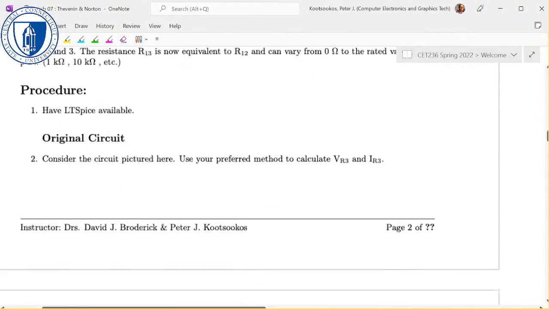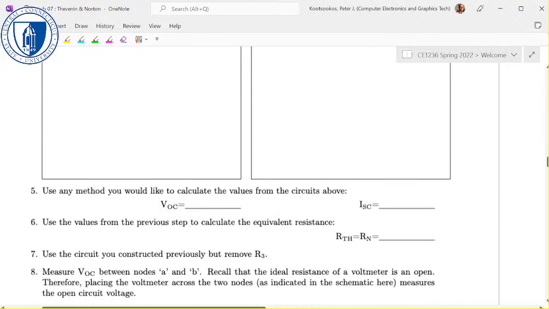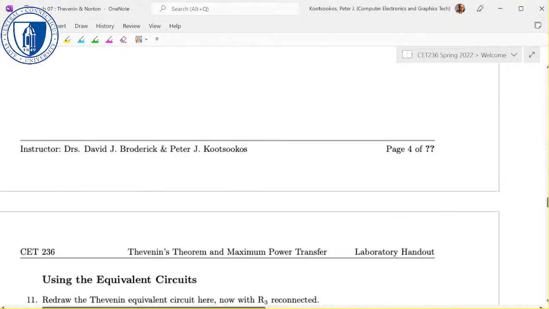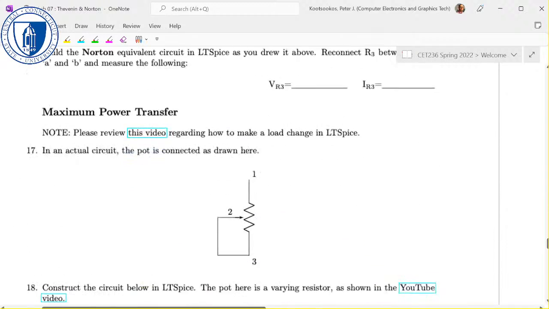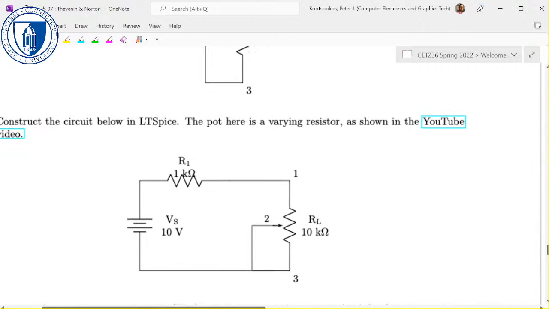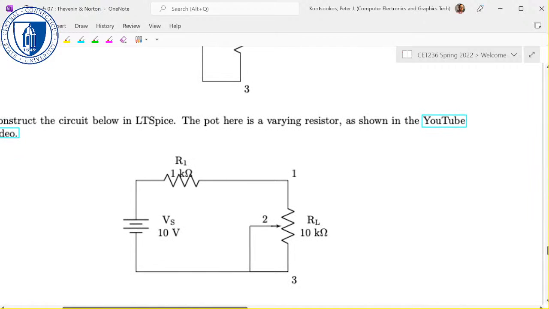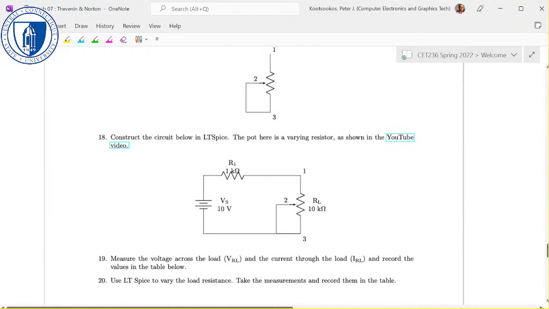Okay, and I think that's the way we want to use it, right? So effectively we connect pins 2 and 3 together, and that way we just have a resistor that changes from 0 to 10k, maybe 0 to 1k, and 0 to 10k, that's right.